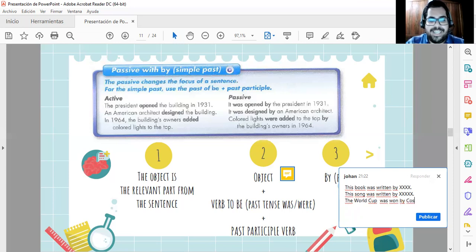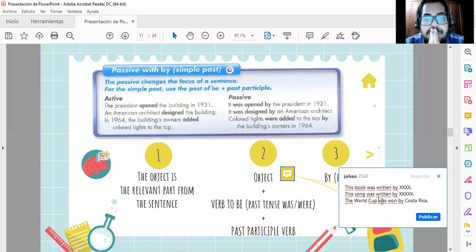This is a dream, guys. I'm just inventing. The World Cup was won by Costa Rica. Teacher, what is that? Bueno, guys, la Copa del Mundo fue ganada por Costa Rica. Yes, I'm dreaming, guys. I understand. Don't worry. But yes, there you have the structure of the passive voice.